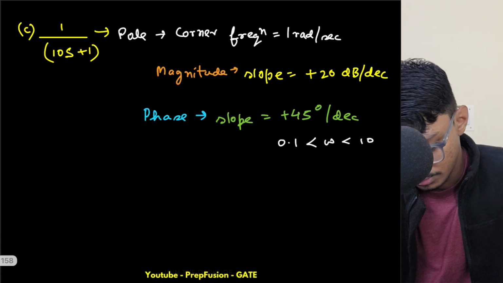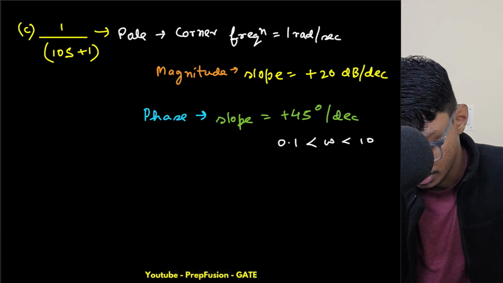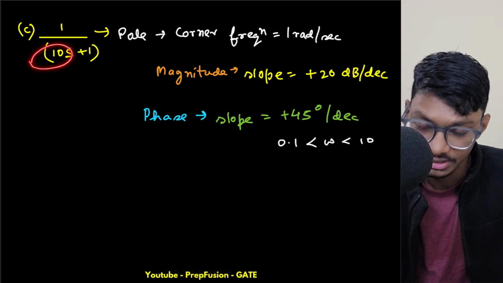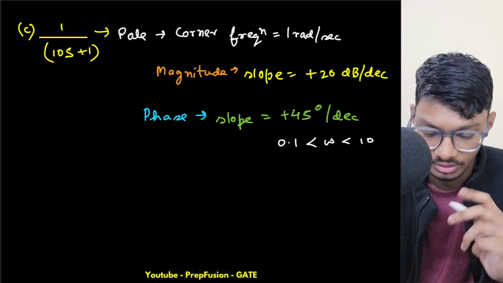Now I was just solving the poles basically. Here I have a pole. The corner frequency here is 1 by tau, which is 0.1 radian per second.